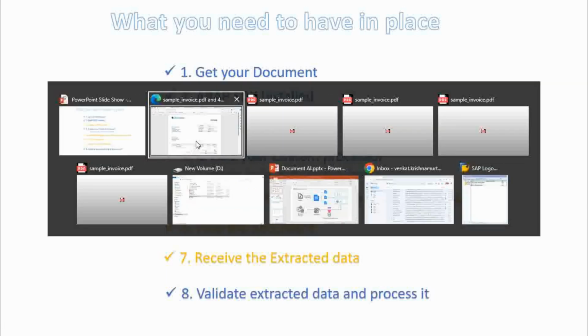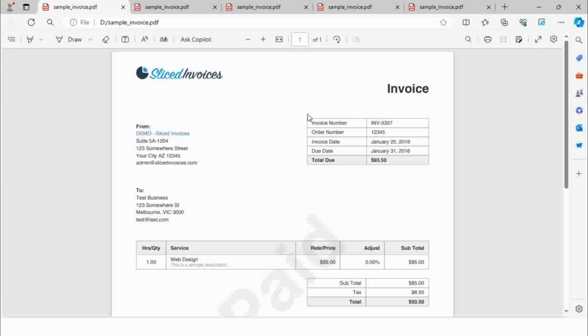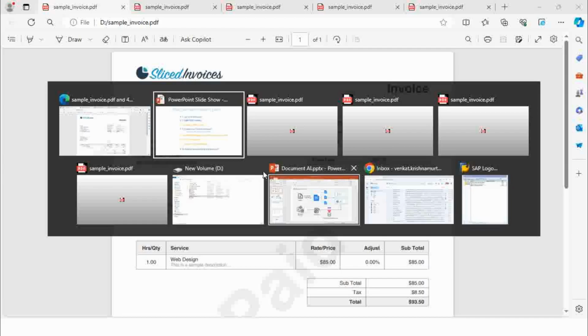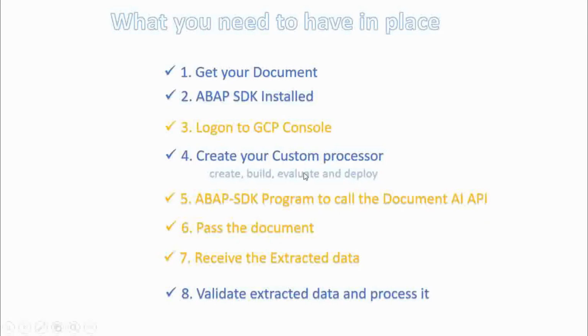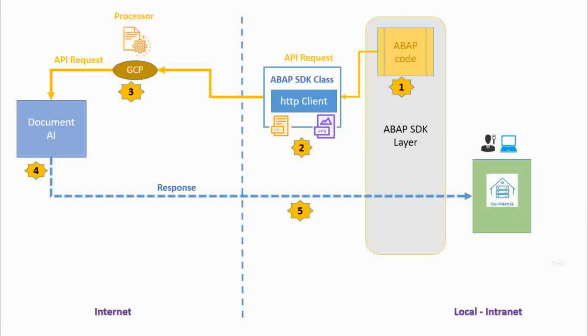This is the invoice document, and this is the schema of data I am going to read from it. I will create a processor to read that document, or the same kind of documents, get the data and keep it ready. The fifth step is using the ABAP program. I will call the API, connecting this processor to that API and attaching my PDF document to it. Then I will receive the data back.